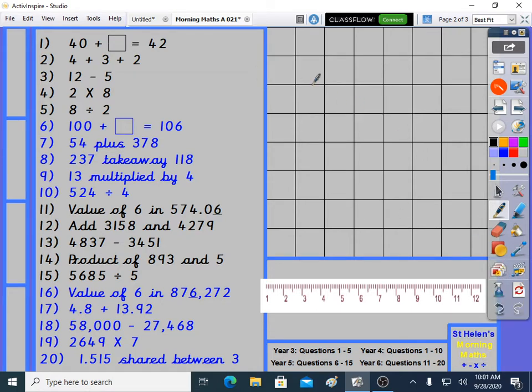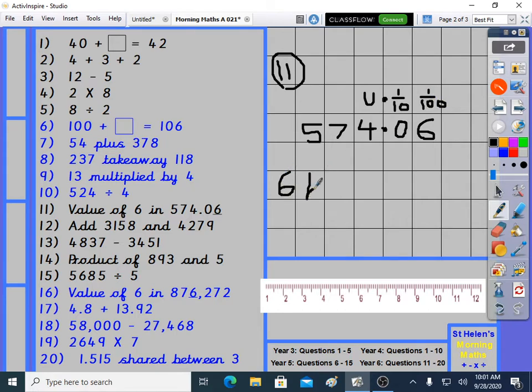Time for question 11, year 5 level. Here we are, year 5 level questions. Value of the 6 in 574.06. Now it's not units, if you were thinking that. Because units actually comes before the decimal point. We need the columns that come after the tenths, and importantly for this question, the hundredths. It's worth 6 hundredths. So our answer is 6 hundredths.